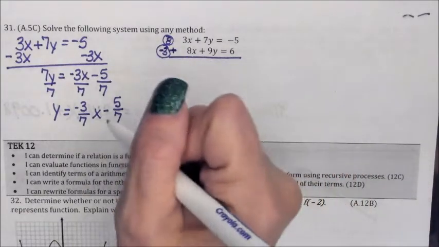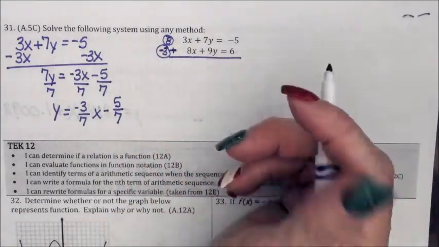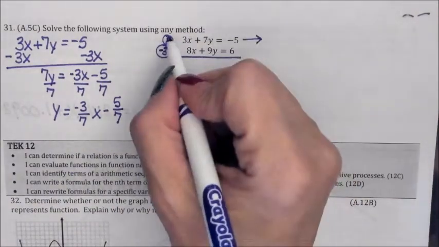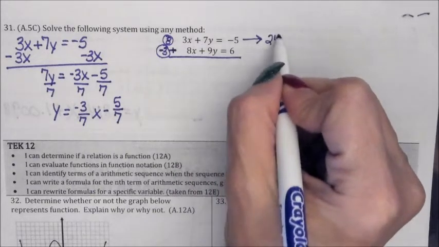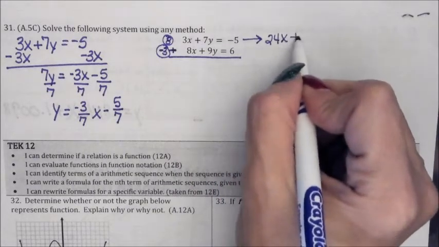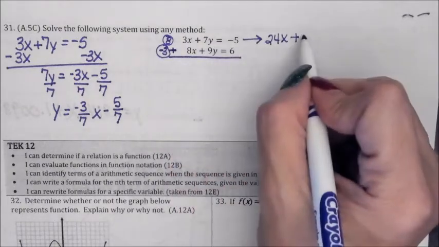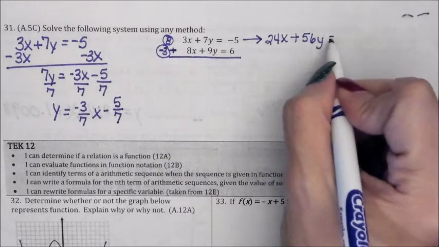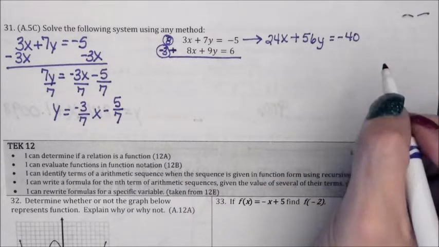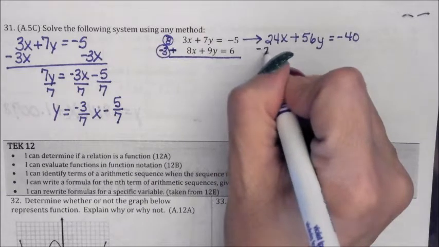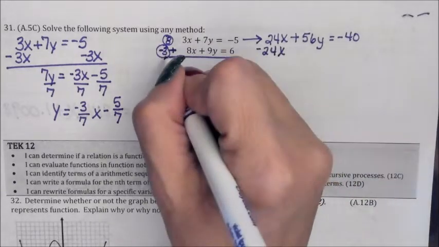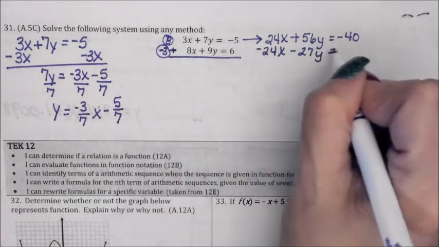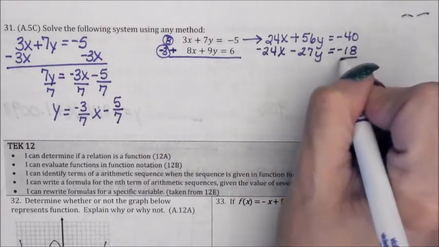At this point, I might be thinking maybe graphing, but I'm just going to go with it. I don't know the answer, so here we go. Let's rewrite this. 8 times 3, so we're going to have 24x plus 8 times 7, 56y. 8 times -5 is -40. This will give us -24x minus 27y equals -18.